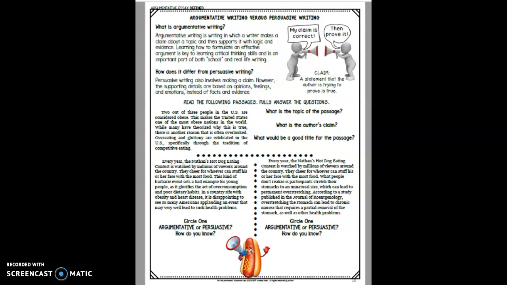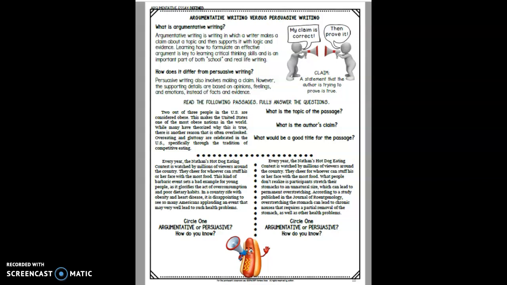Okay, now on the second paragraph, you're going to decide if you think this paragraph is argumentative or persuasive. So just circle one of those and then decide and tell me why you think you know that. And then you'll do the same for the third paragraph. So I'll read both of those paragraphs for you now.